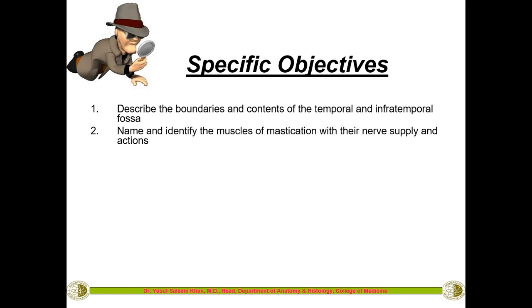These are the two specific objectives which I will try to cover. The first one is to describe the boundaries and contents of the temporal and infratemporal fossa. Second is to name and identify the muscles of mastication with their supply and actions.